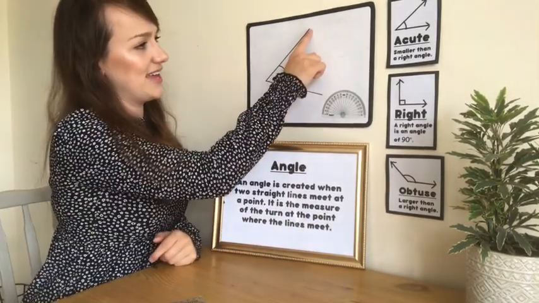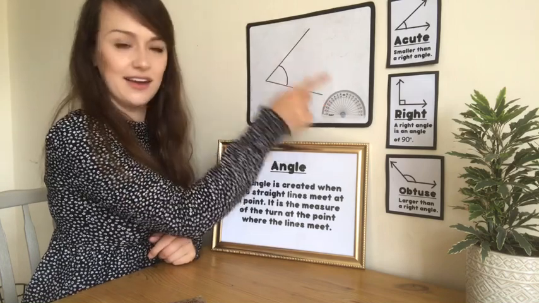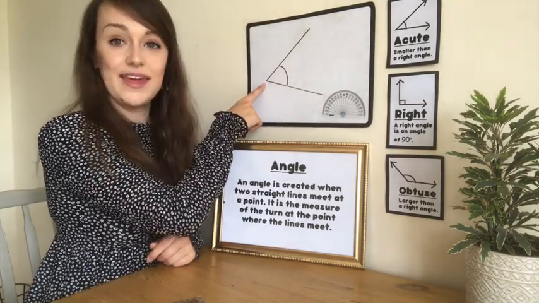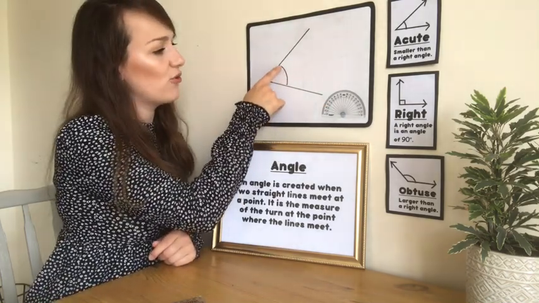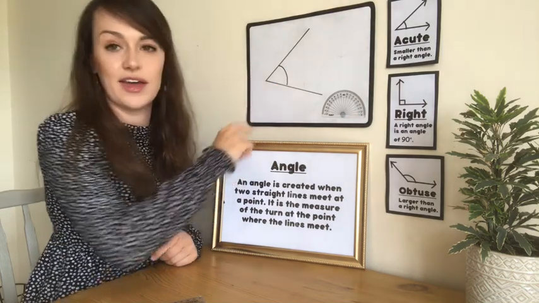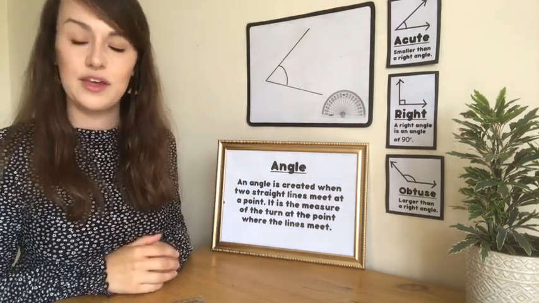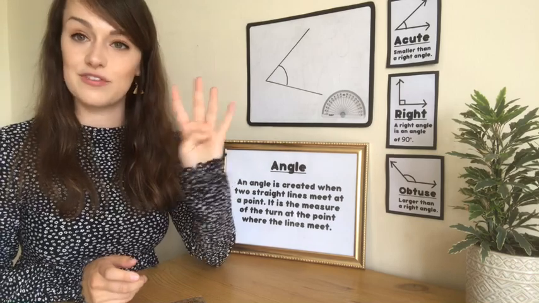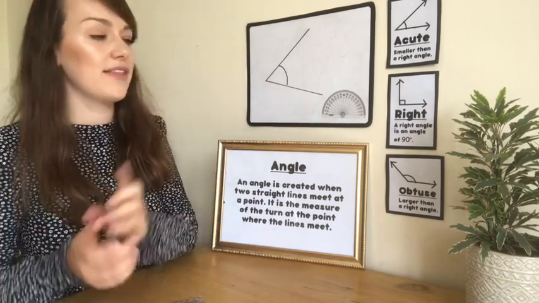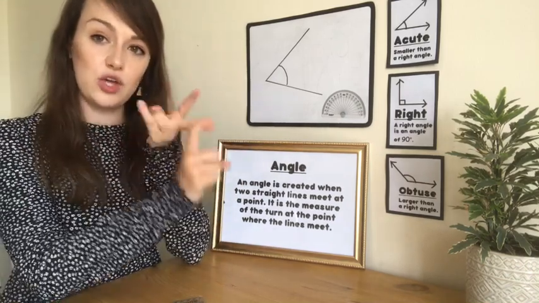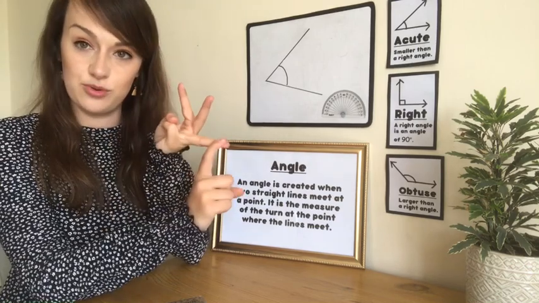Okay, so as you can see, I've drawn two straight lines here, which meet at a point. The angle is the measure of the turn at this point, okay? The size of the turn. We're going to be learning about three different types of angles today. They're called the right angle, an acute angle, and an obtuse angle.